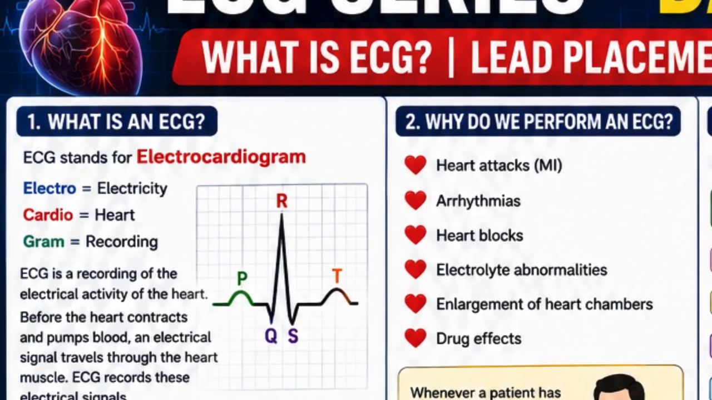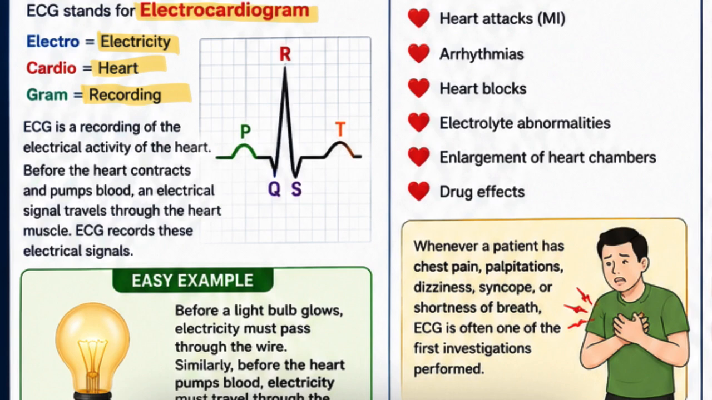So, what is an ECG? ECG stands for electrocardiogram, and electro means electricity, cardio means heart, and gram means recording. Okay, so this ECG is simply a recording of the electrical activity of the heart.